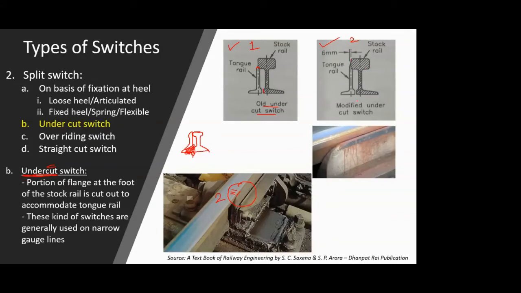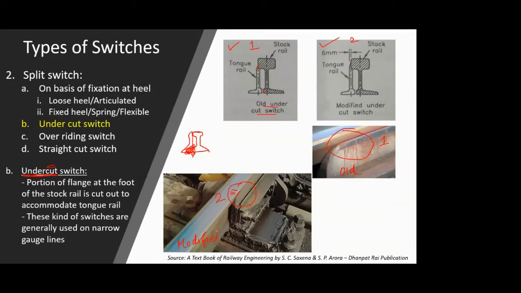Okay, so this is the undercut switch, and if you see this figure, here you can actually see visually that there is a level difference between the stock rail and the tongue rail top level. So this is the old undercut switch. Just to clarify, this is the old undercut switch, and this is the modified undercut switch.